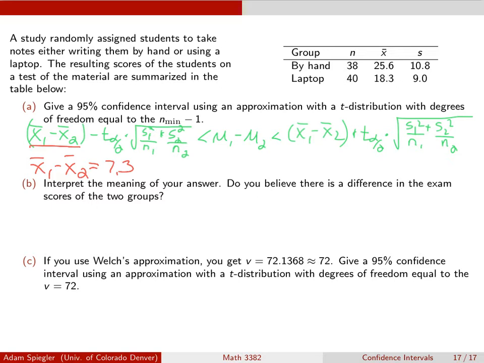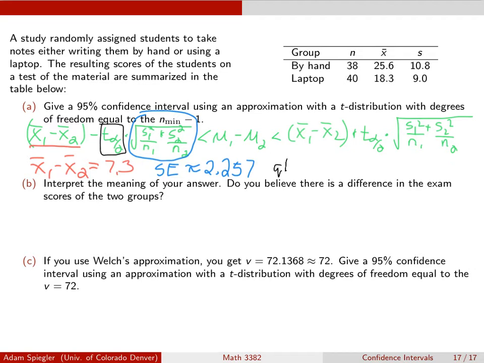Then, using the standard error, we can build some error into our estimate. So to find that, we would use the standard deviations for our sample and their corresponding sample sizes, and you can check that this standard error comes out to approximately 2.257.